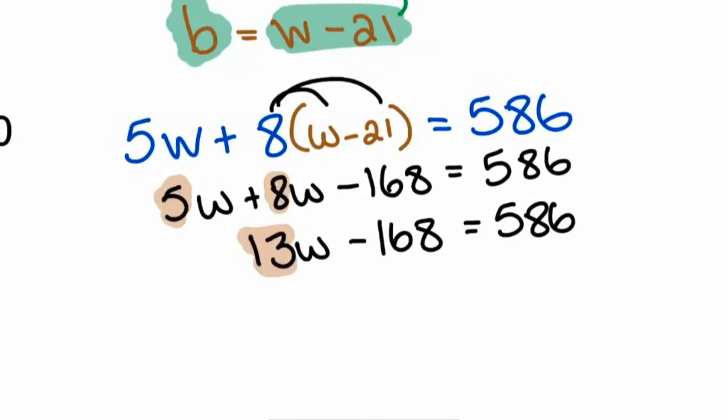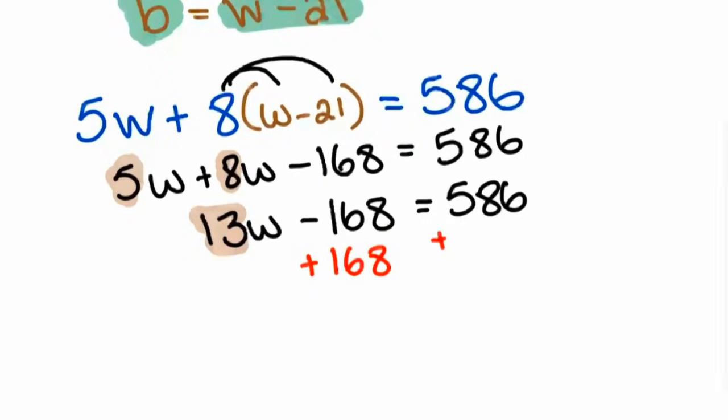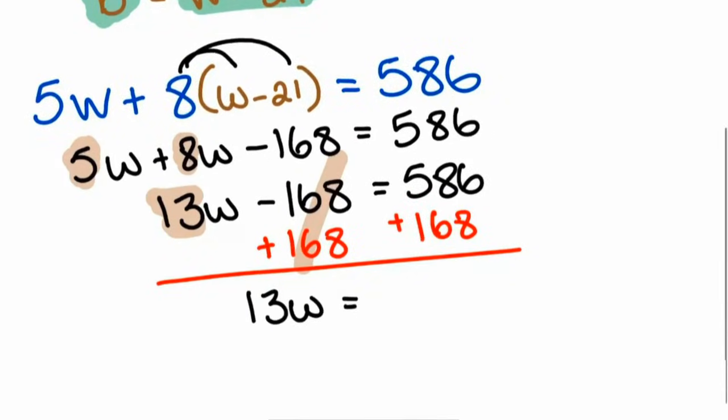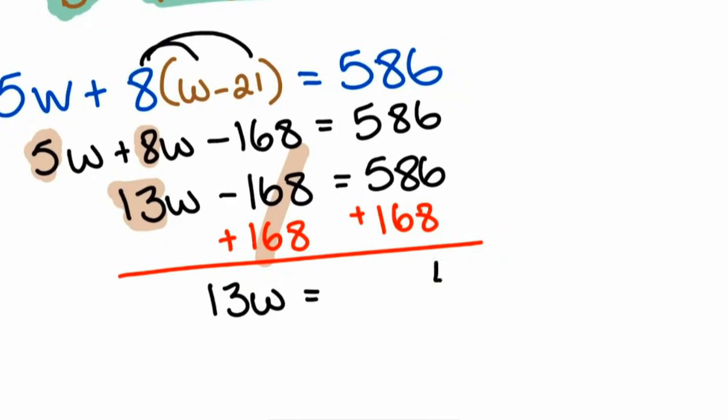Yep, the next step would absolutely be adding 168 to both sides. So booyah right there, booyah right over here. Sweet. And now that we're done there, that's going to cancel out on the left. And the next thing we'll say is 13W equals whatever that's going to be. 6 plus 8 is 14. 8 plus 6 is 14, carry the 1 is 15, and that'll be a 7. So we have 13W equals 754.